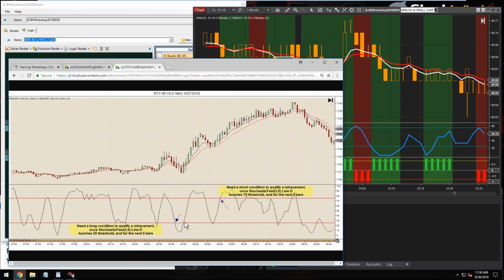But according to the way this question was written, it's looking for just the stochastics crossing down and touching the 25 or passing through the 25 level, just as the arrows indicate there. That's why screenshots are so great when you guys have questions. Screenshots can really help fill in a lot of missing detailed information sometimes.